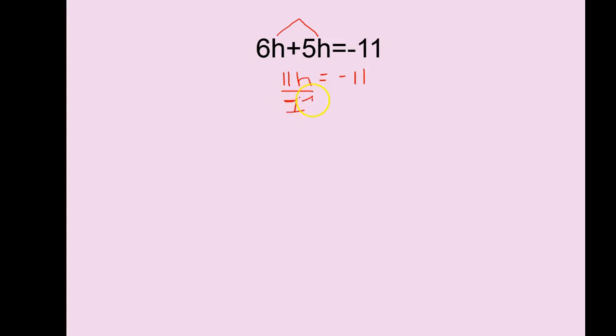Excuse that, y'all. Divide both sides. Why am I writing negative 11s? I don't know. But when I divide both sides by positive 11, I get h equals negative 11 divided by positive 11 is negative 1.